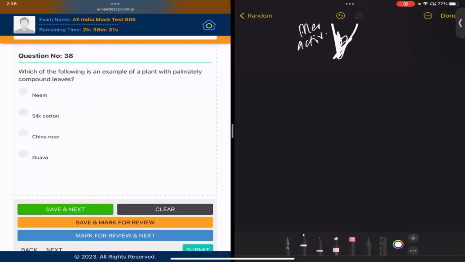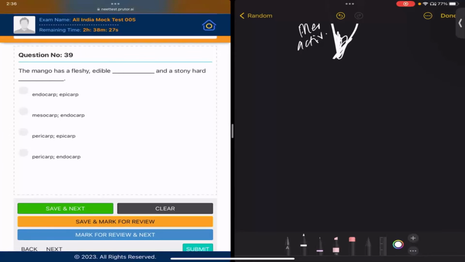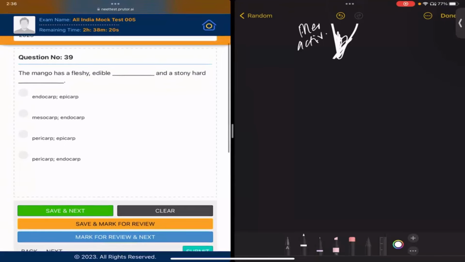Which of the following is an example of a plant with palmately compound leaves? Palmately compound leaves, I think silk cotton. The mango has a fleshy edible dash and a stony hard dash. So mesocarp is edible in mango and endocarp is hard.